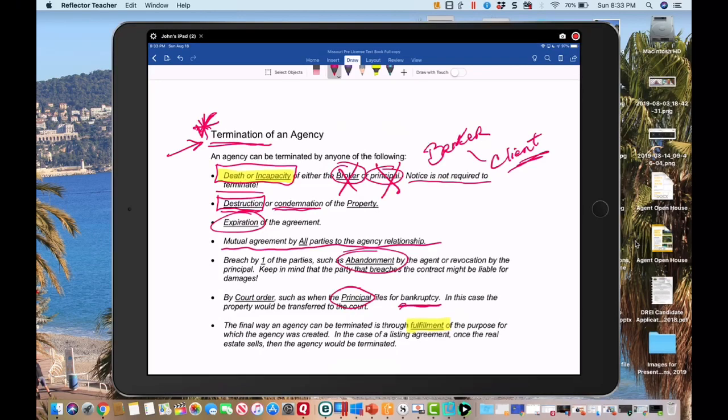Abandonment: one of the brokers leaves. I've seen that actually happen in my area, where brokers just left in the middle of the night. Nobody knew where they went. Their listings could be void. You might have to go to court or seek legal counsel, but just understand abandonment by either party would terminate an agency. Court order: if you file bankruptcy, the property gets transferred into the bankruptcy court, and that's going to terminate an agency agreement. And fulfillment of the contract. Again, I wanted to keep this short, sweet, to the point, but you need to know these ways that an agency can be terminated.